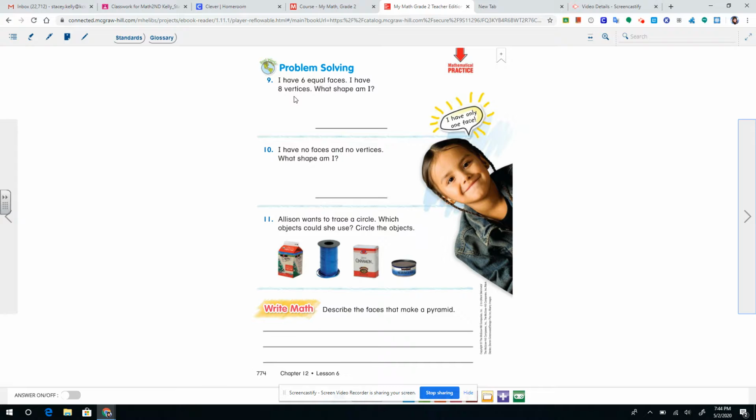Number 11, Allison wants to trace a circle. Which object could she use? Circle the objects. So there might be more than one. What could she use to trace to make a circle? And then write math, describe the faces that make a pyramid. And you can flip back a page or pause the video and rewind it if you need to figure out which one makes a pyramid, which shapes.